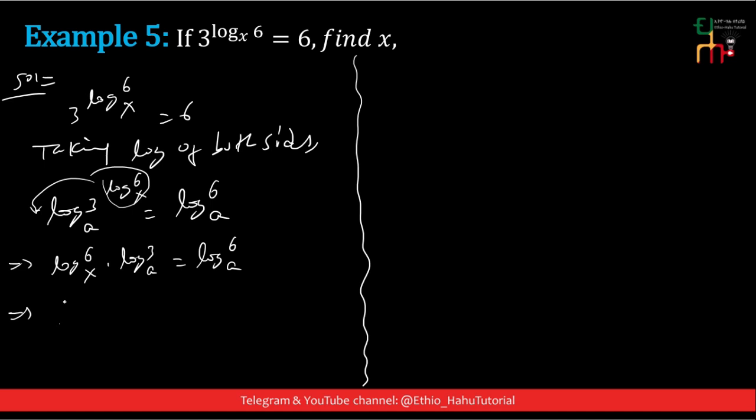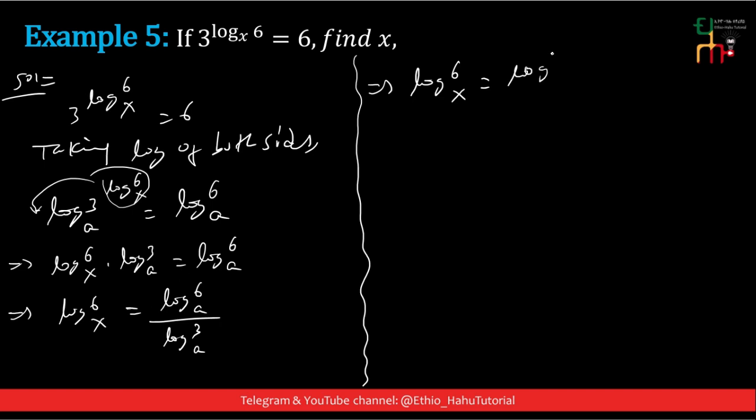This implies logarithm of 6 to the base x is equal to logarithm of 6 to the base a over logarithm of 3 to the base a. This implies logarithm of 6 to the base x is equal to logarithm of 6 to the base 3. This implies, since these are the same, for this logarithm to be equal, x has to be the same as 3. x is equal to 3.